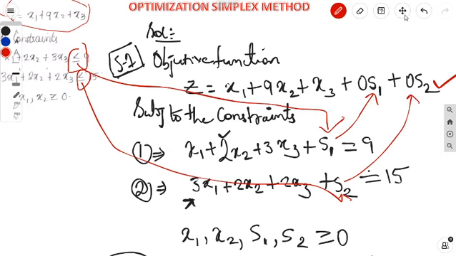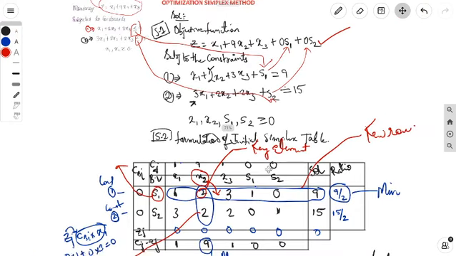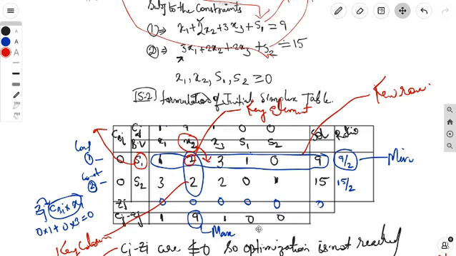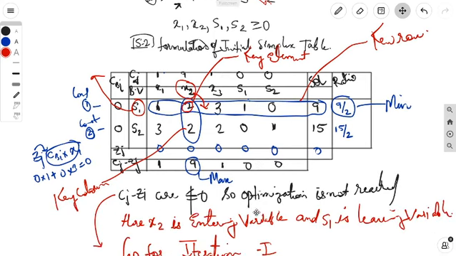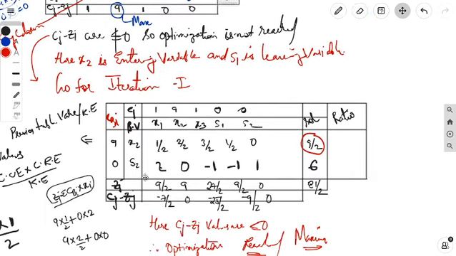From this, we have formulated the initial simplex table. All the procedures we have done for the initial simplex table, and we found that the Cj minus Zj values are not equal to 0, so optimization was not reached. Here x2 was entering, s1 was leaving. So we have done iteration 1. In iteration 1, we have got all Cj minus Zj values less than or equal to 0. When we get the values of Cj minus Zj less than or equal to 0, our maximum value is reached.